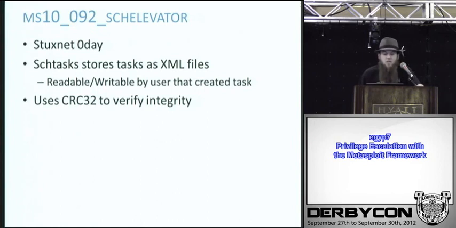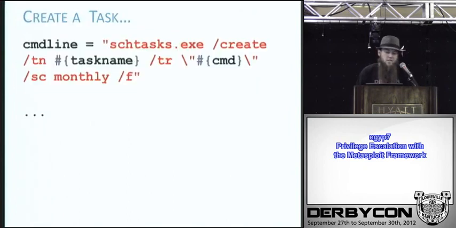The task scheduler stores tasks as XML files. So it's just this very clear format that you already know how to parse. It's readable and writable by the user that created the task, which sort of makes sense because they created it, so they should be able to do stuff with it. The downside is that it uses CRC32 to verify the integrity. So Windows will verify that it hasn't been tampered with, quote unquote, because the CRC32 matches. Well, it turns out that's actually really easy to brute force.